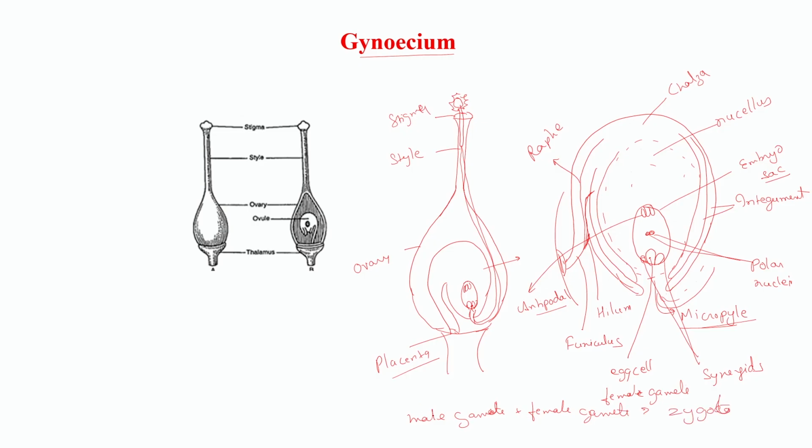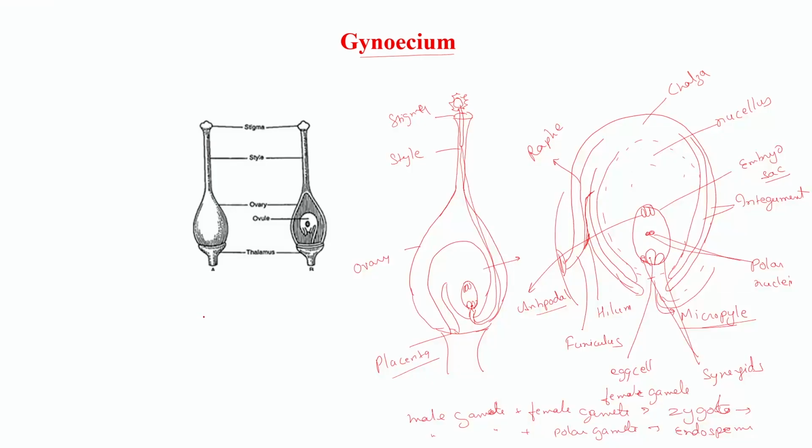Similarly, the other male gamete will fuse with the polar nuclei and they will give rise to the endosperm. This will act as a source of nutrition. Now, after this zygote formation, definitely they will give rise to the embryo and the entire seed formation will occur. Just in brief, we will try to understand how the seed will look.